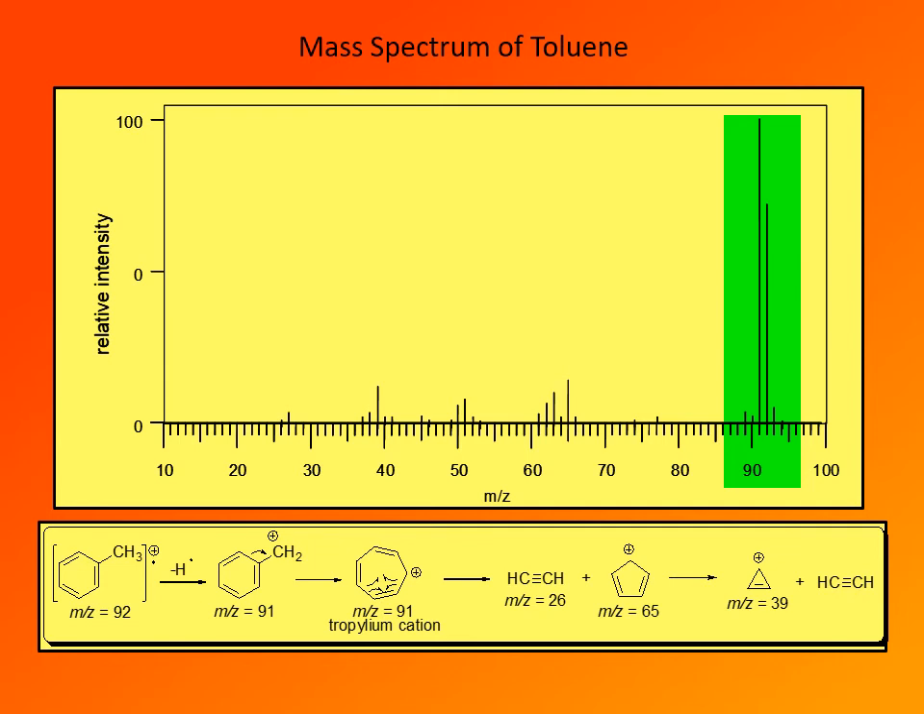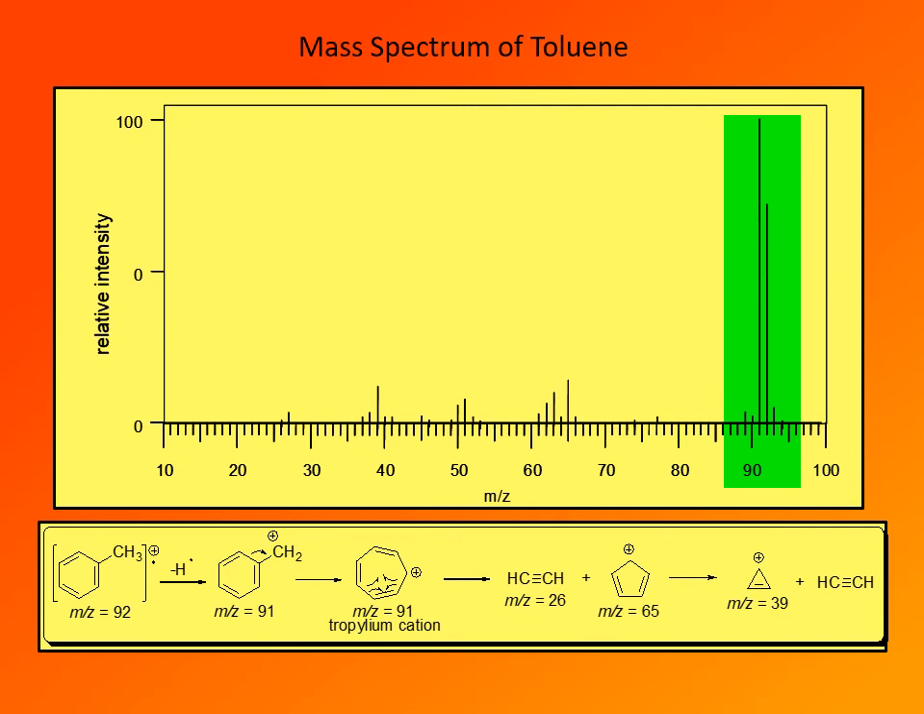We can see that the most abundant peak in the spectrum is the base peak. So besides the molecular ion, that's one important peak in the spectrum, the second peak that is important is the base peak. The base peak is the most abundant peak in the spectrum. In this case, it's 91. It's a result of loss of a hydrogen atom.